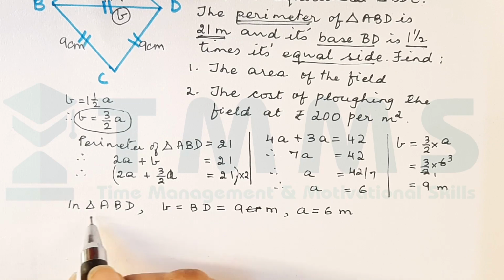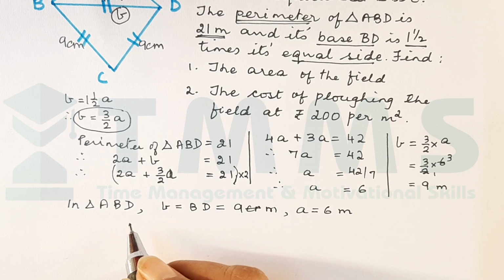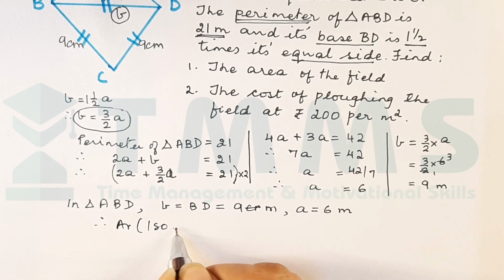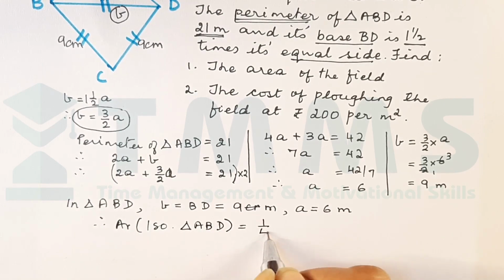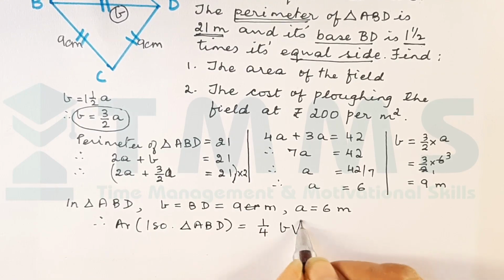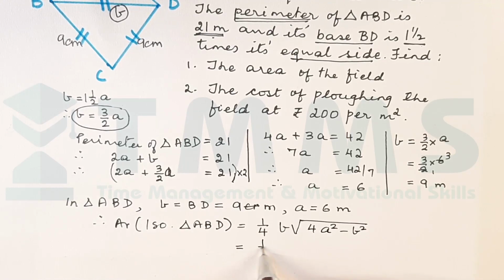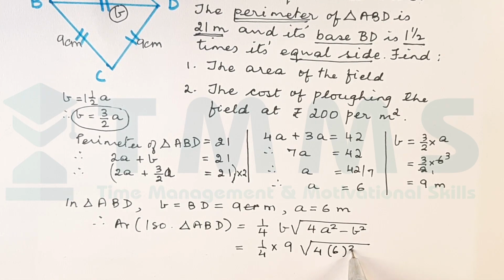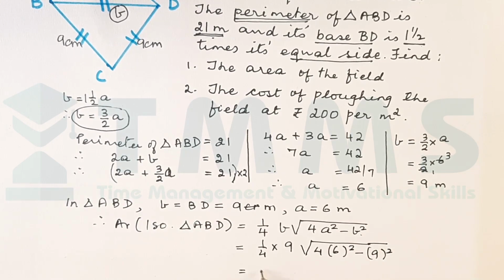Now I've written here in triangle ABD, B, that is the base, is 9 meter and A is 6 meter, and therefore area of isosceles triangle ABD. What is our formula? Do you remember the formula? Tell me fast. Quickly let us substitute. How much is B? How much is A? How much is B? Did we see how to substitute?